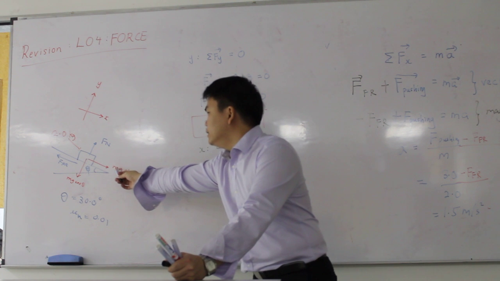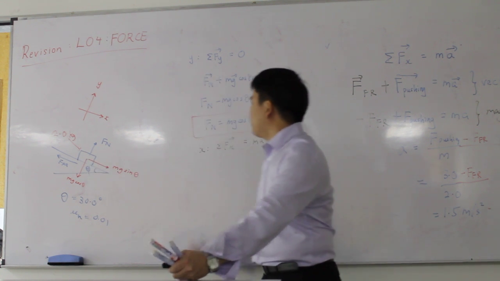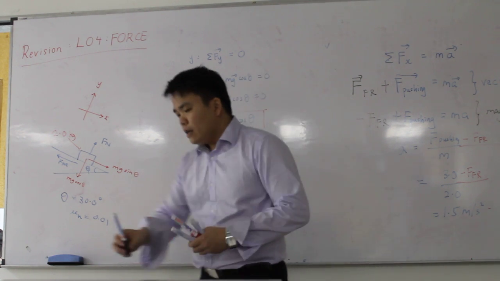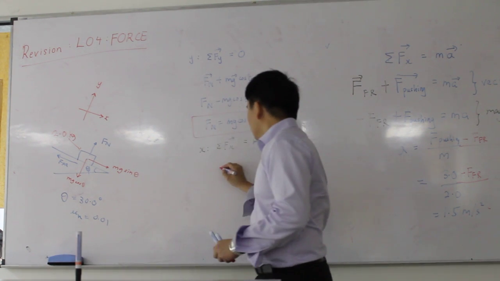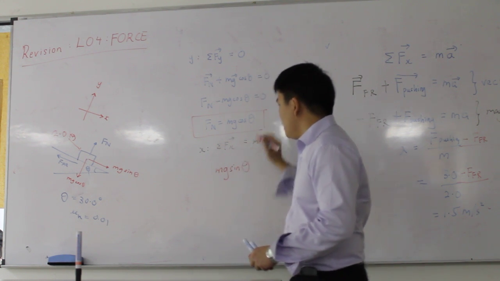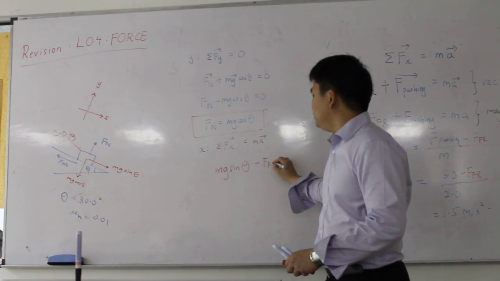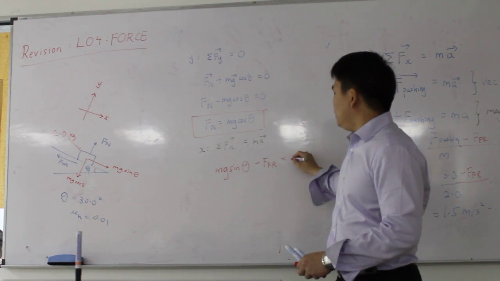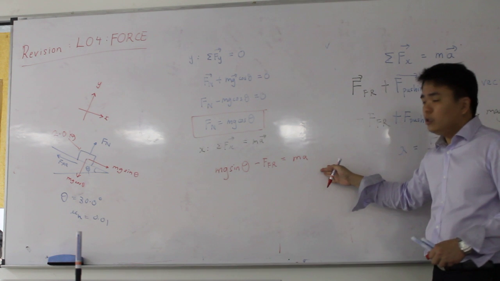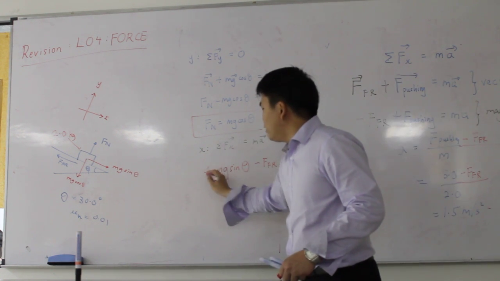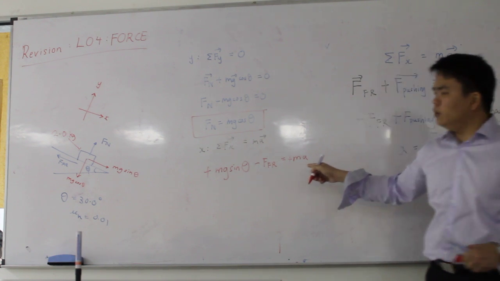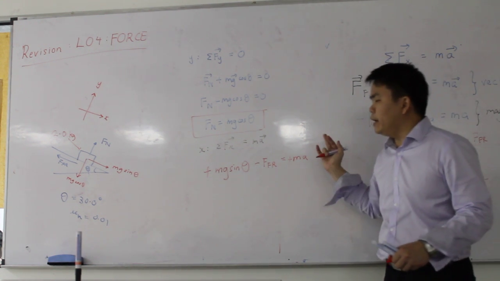And here we can consider this to be positive, and x also goes to the right. So mg sine theta minus f_fr is equal to ma. This is the magnitude. As I say, to the right is positive, to the left is negative. So the final movement we assume is to the right, so we put plus ma.